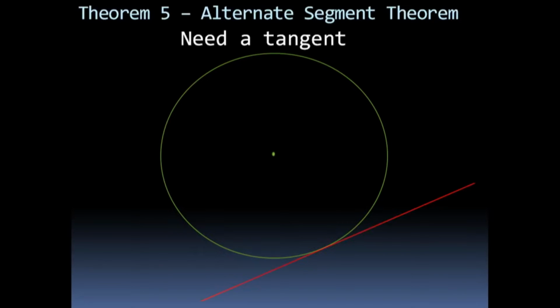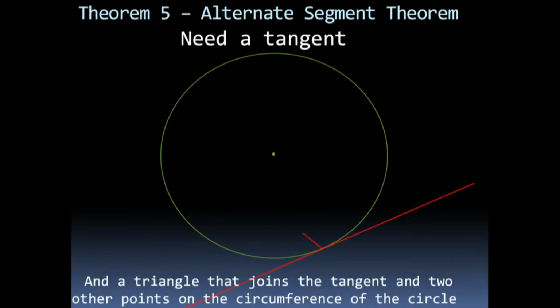Well, for this theorem, we need a tangent. And so we have a tangent. What else do we need? We need a triangle, a triangle where one of the vertices meets the tangent. So this triangle has 3 vertices. One vertex here, another one here, and another one down here.